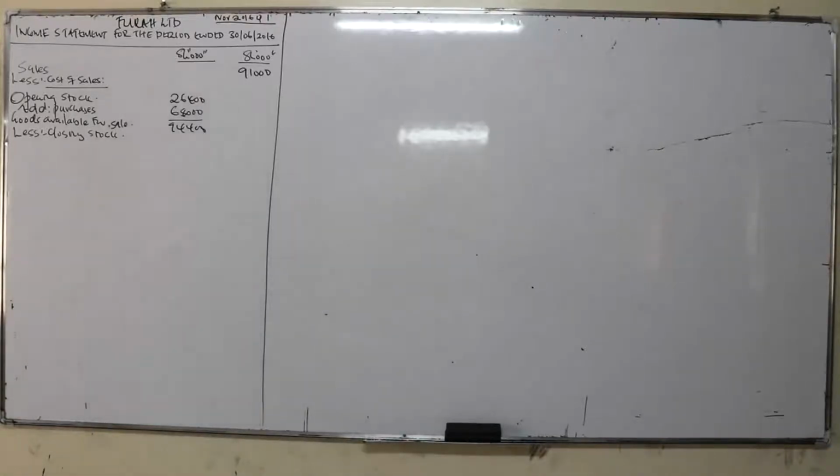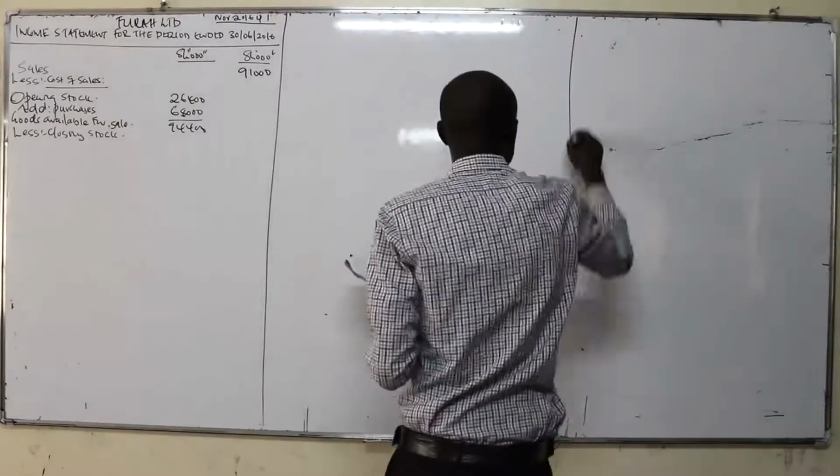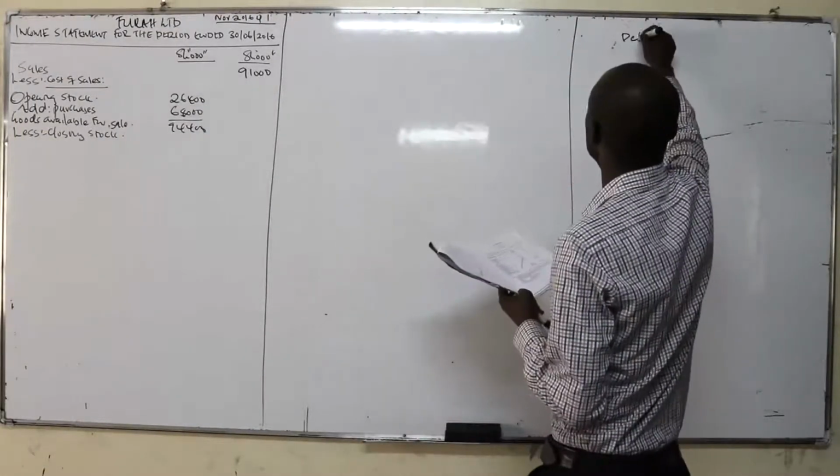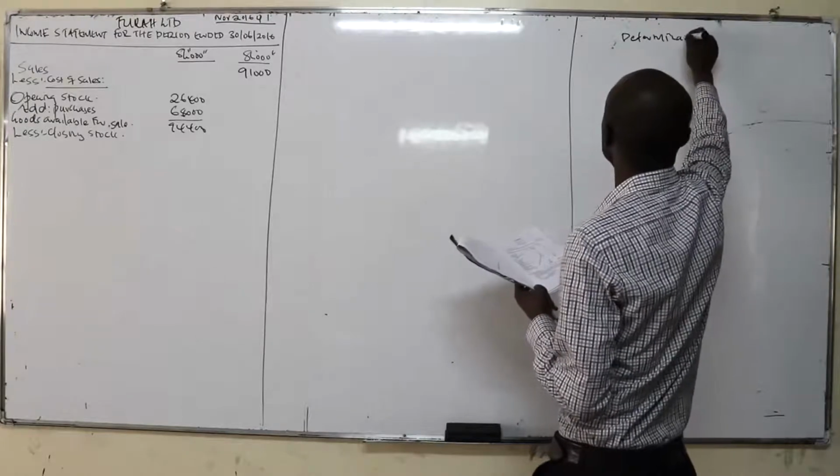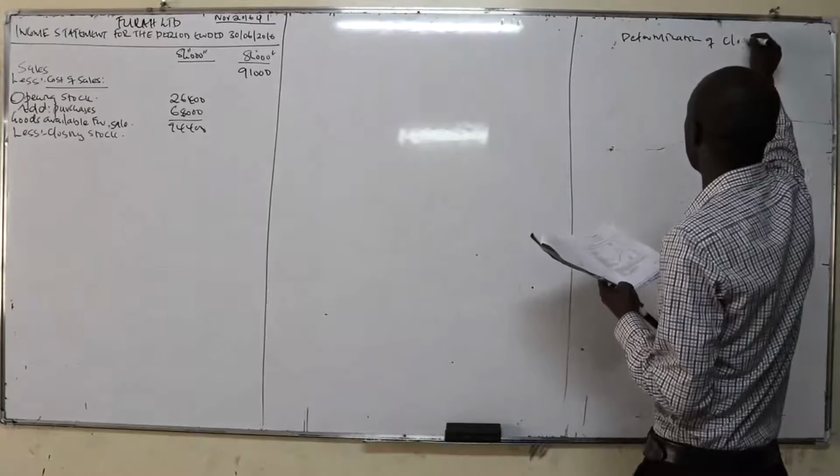Closing stock. Do you have closing stock? They have given us closing stock. We have the closing stock value. Additional number 1, isn't it? So here we can determine the value of closing stock. Determination of closing stock.